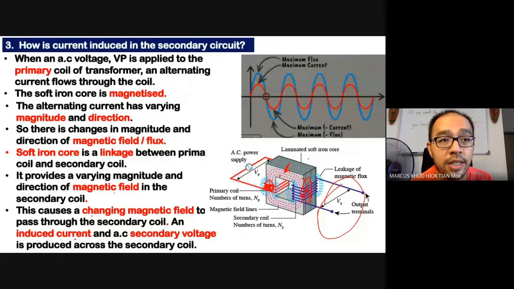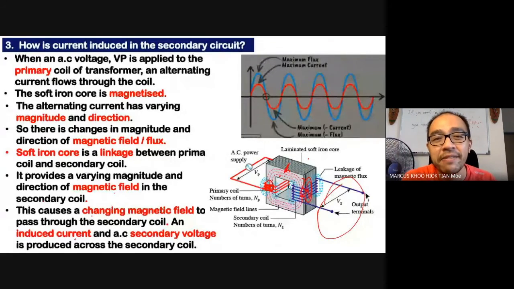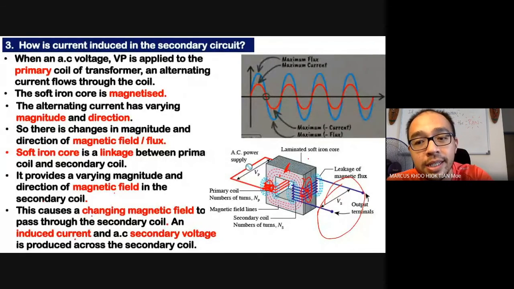Okay, so this is a 7-point explanation about how the current is induced in the secondary circuit. Very, very important. Let me give you 1 minute to copy down the words that you need to copy.